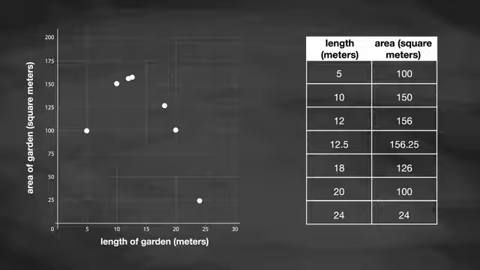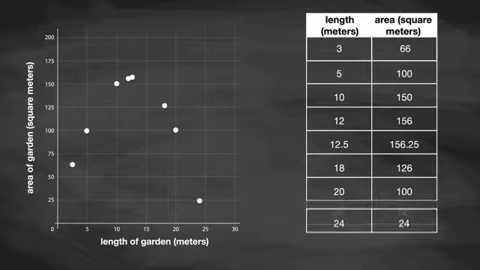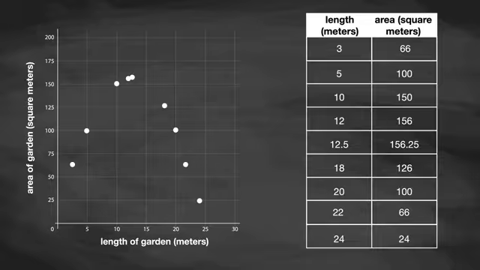More points can be added to our graph. If we add the points (3, 66) and (22, 66), you can see how they relate to the other points we've plotted so far. Each point represents the length and the area of a rectangular garden.